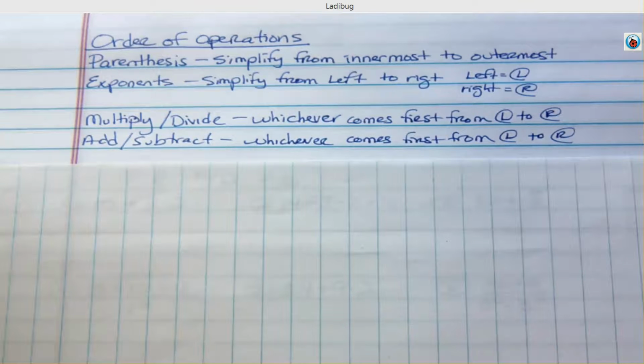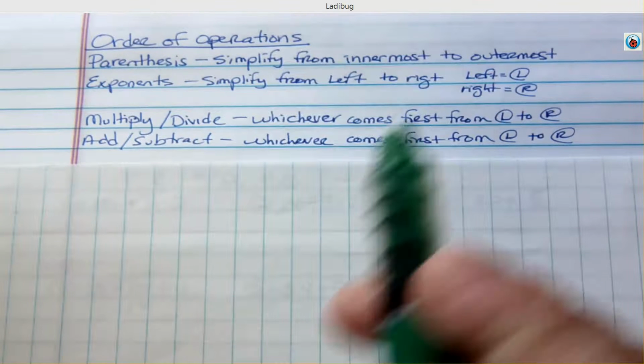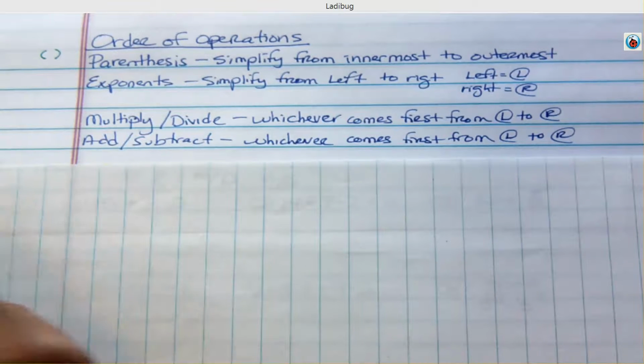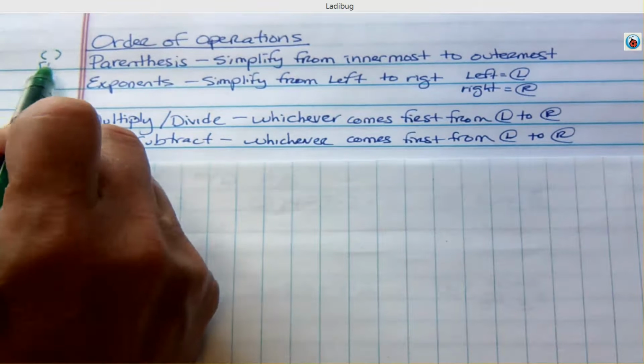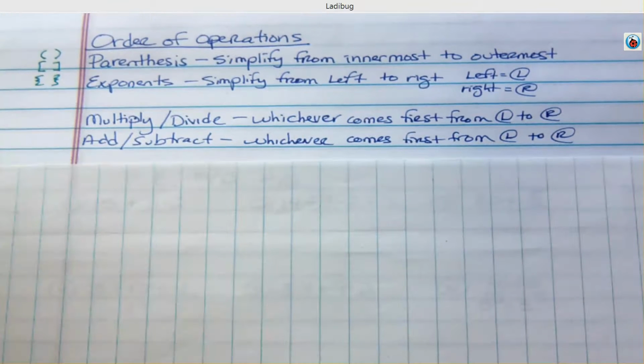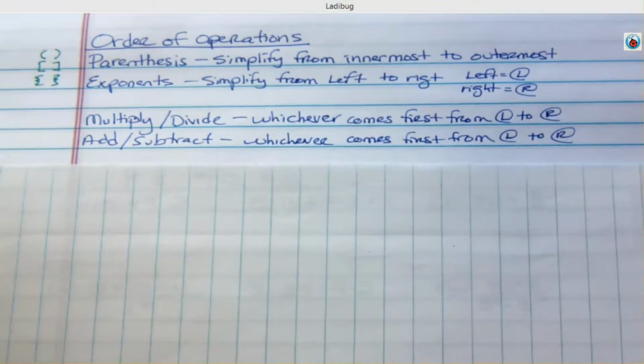First, you do parentheses. You simplify from the innermost to the outermost. And I just want to say parentheses could be like what you're thinking of, parentheses. It could also mean brackets. And it can also mean braces. They have the same meaning, even though we use different ones to help us read the problem sometimes.